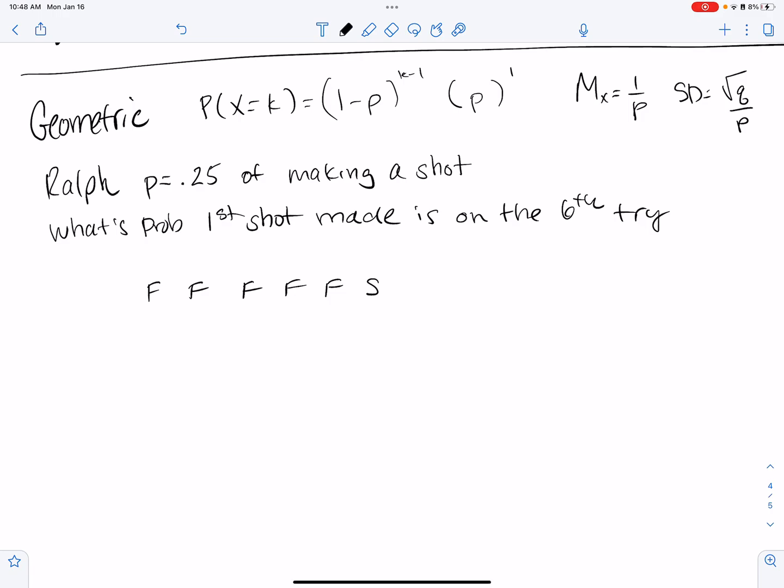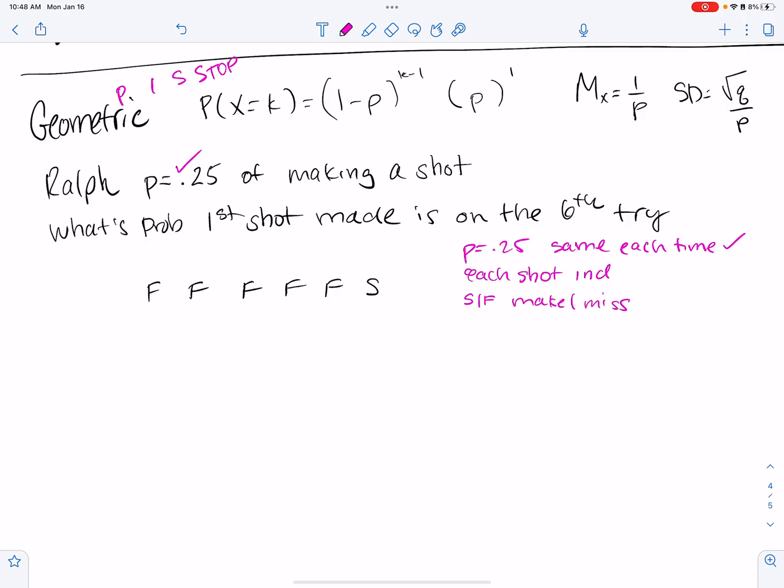So the first step, what we're going to do is find out if this is geometric. So we're going to do our conditions. Remember, Mr. Bernoulli was sipping his tea in his geometric cup until he realized it was piss, and his wife yelled stop, so stop at the first success. So probability the same, p is equal to 0.25, so this is what you would write on the test: probability equals 0.25, so probability the same each time. Independent, each shot is independent. And then success, failure, make or miss. And then stop after the 6th attempt. That's my success. That's the first success.